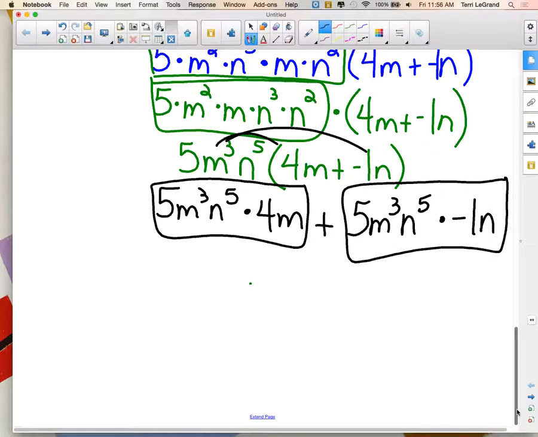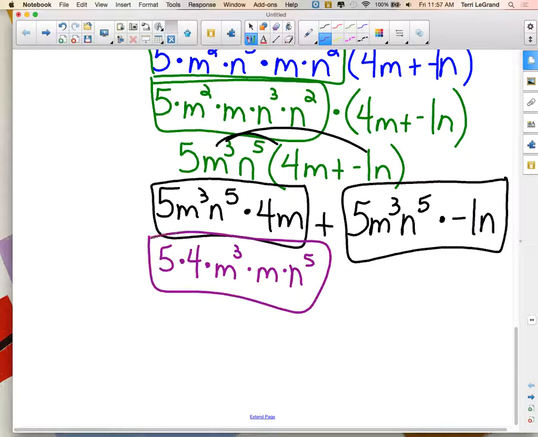Okay, now we'll do rearranging within our multiplications, right? What's next? So we'll take the 5 times the 4. What comes next? M's. Yep, the m's come next because m comes before n in the alphabet. So times m cubed times m times n to the 5th, 1, 2, 3, 4, 5. There's our first one rearranged. And our other one rearranged.